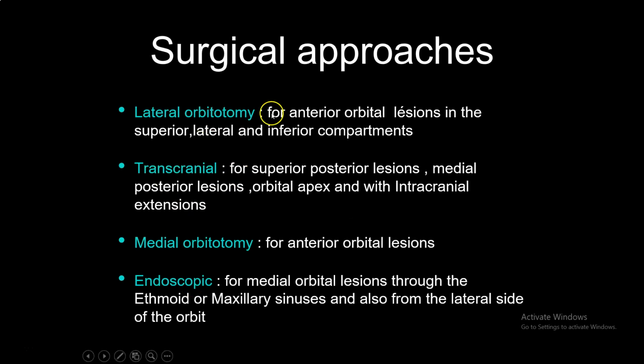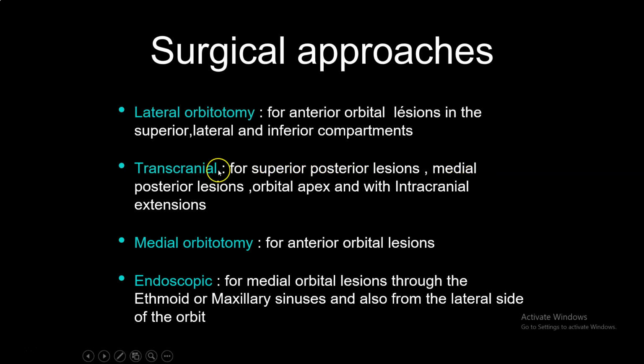The lateral orbitotomy is an approach from the lateral orbital wall. It is for anterior orbital lesions, it has to be anterior, not posterior. Whether the lesion is superior to the optic nerve, lateral to the optic nerve, or inferior to the optic nerve, you can approach it laterally. As long as they are anterior, you can approach superior, lateral, and inferior compartments. The transcranial approach is used for the superior posterior. So if it is posterior and superior, reach it transcranially.